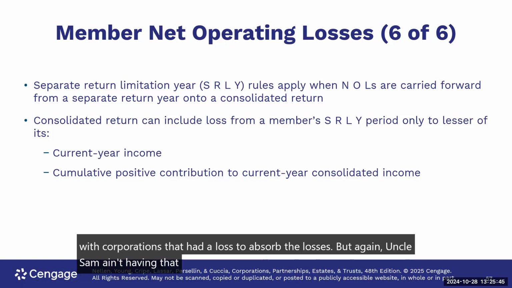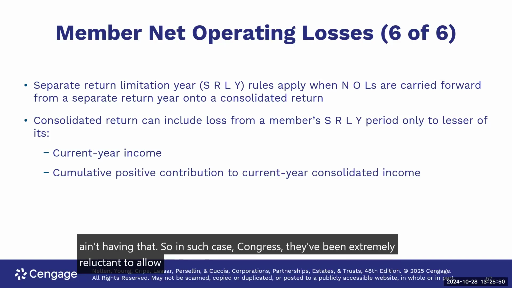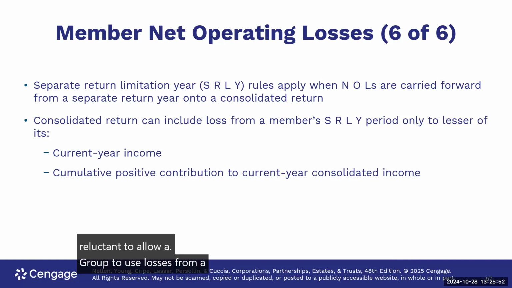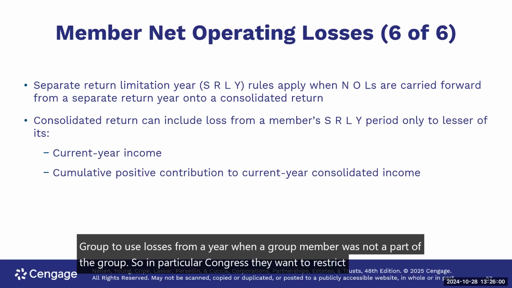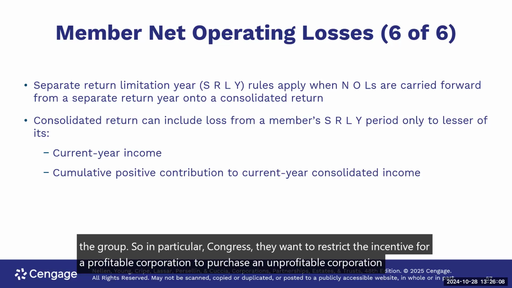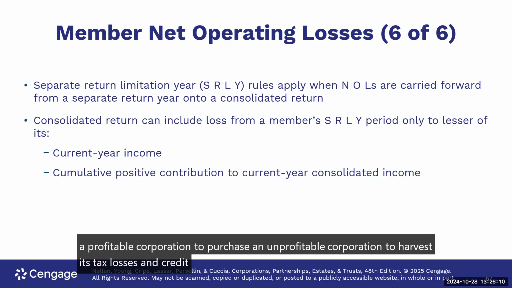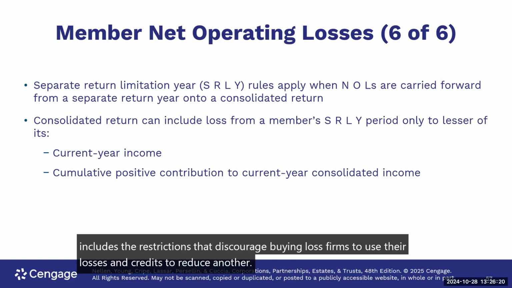Congress has been extremely reluctant to allow a consolidated group to use losses from a year when a group member was not a part of the group. In particular, Congress wants to restrict the incentive for a profitable corporation to purchase an unprofitable corporation to harvest its tax losses and credits. Accordingly, the Internal Revenue Code includes restrictions that discourage buying loss firms to use their losses and credits to reduce another corporation's tax payments.